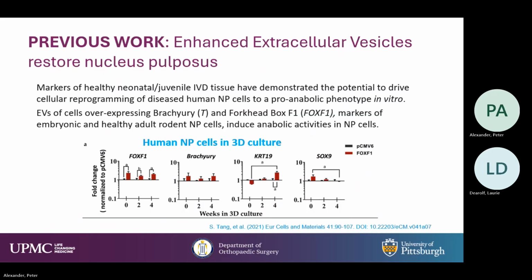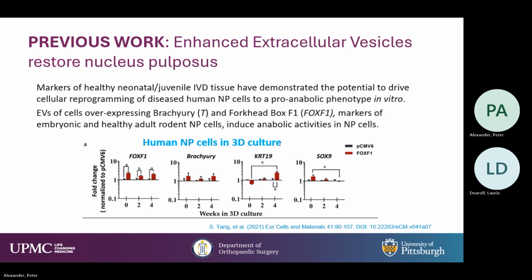Anyway, so does that sentence now make more sense? Markers of healthy juvenile IBD tissue demonstrate the potential to drive cell reprogramming of diseased human NPs into healthier ones. Does that sentence make sense? And you can always ask questions that will help me make a better representation for you. All right? So this is then more specific. I'm going to get into what an EV is in a second.